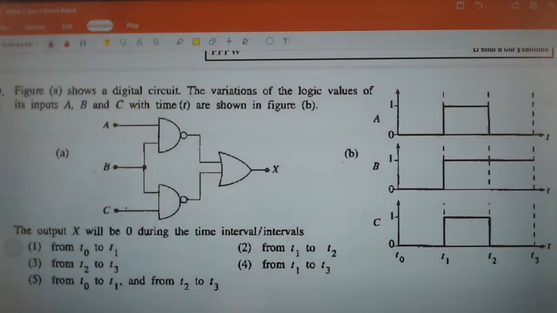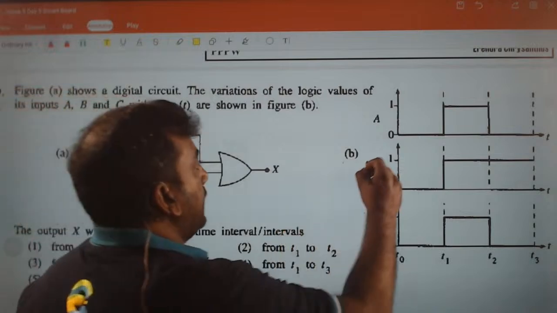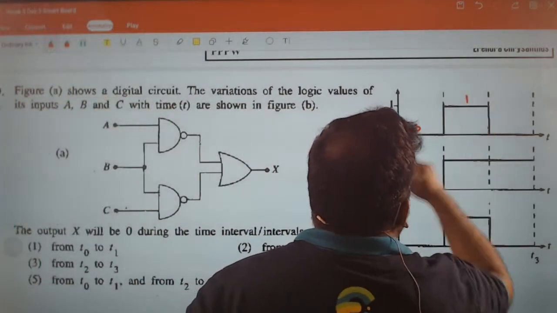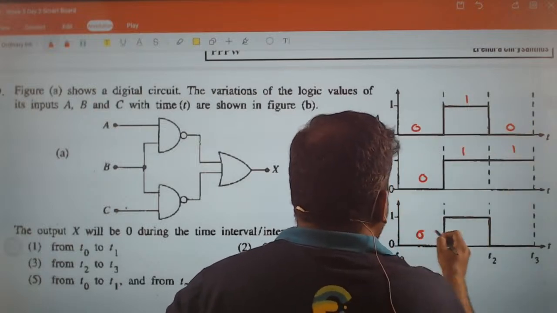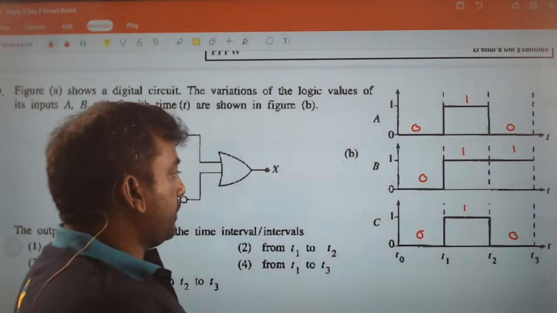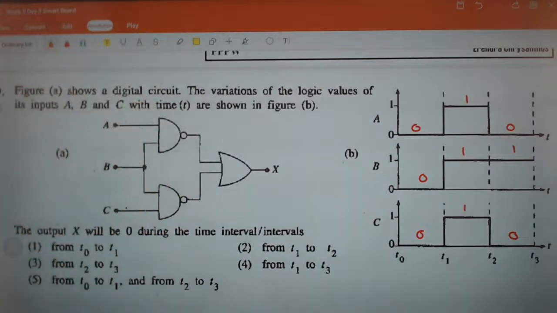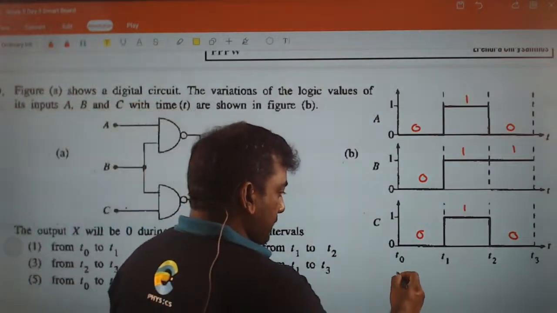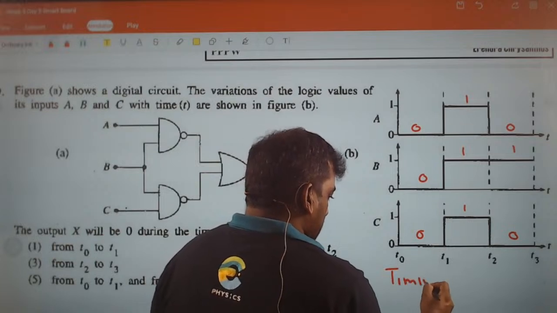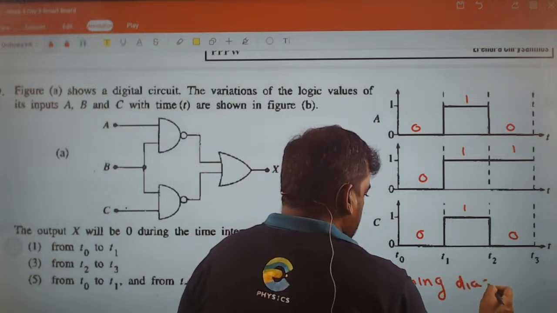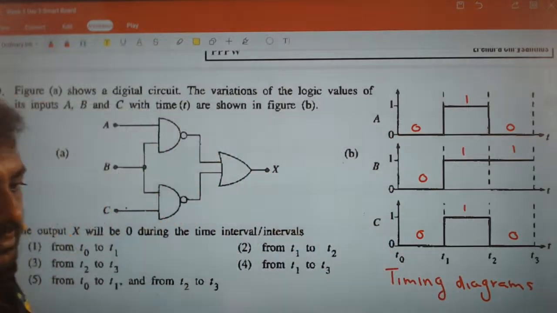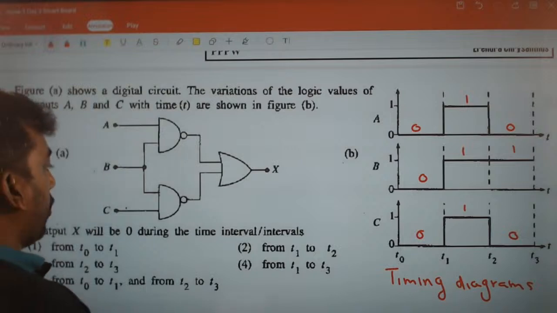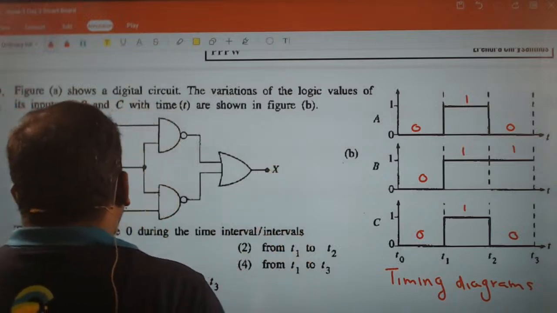Variation of the inputs are given: 0, 1, 0, 0, 1, 1, 0, 1, 0. We call this timing diagrams. Output X will be 0 in which time interval?